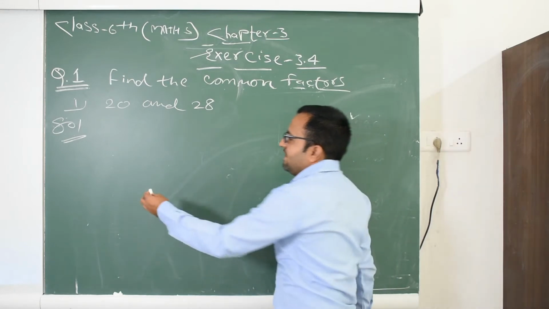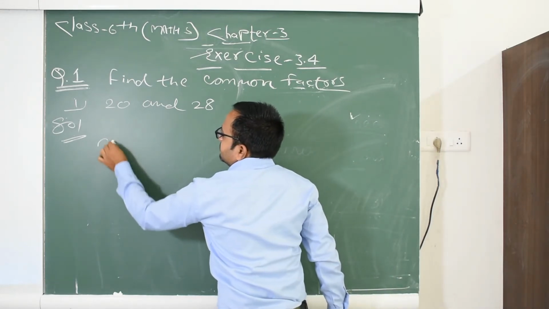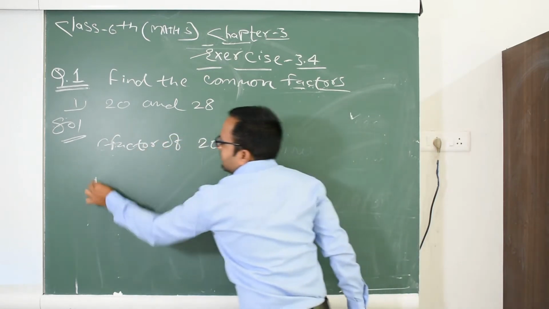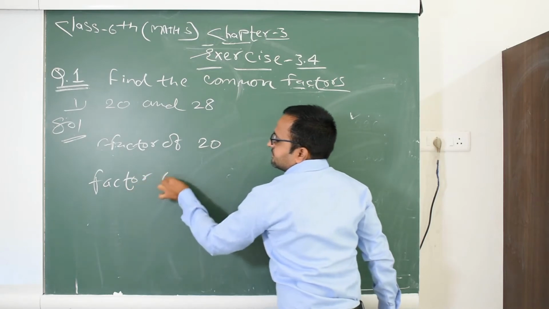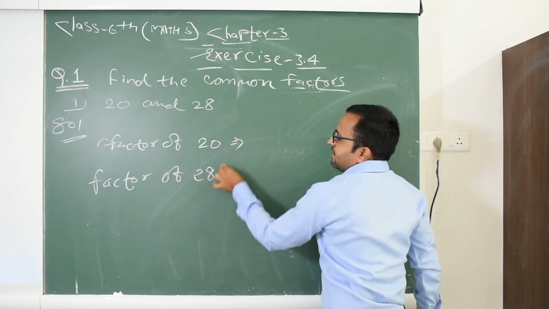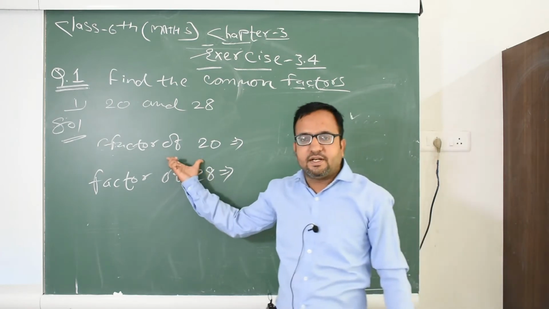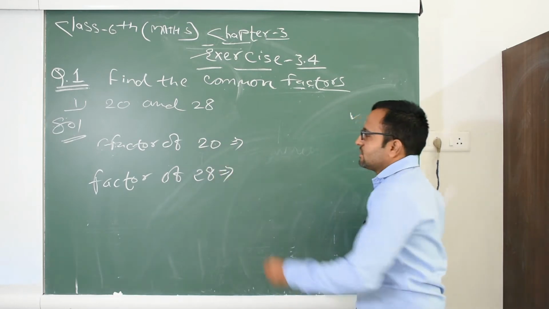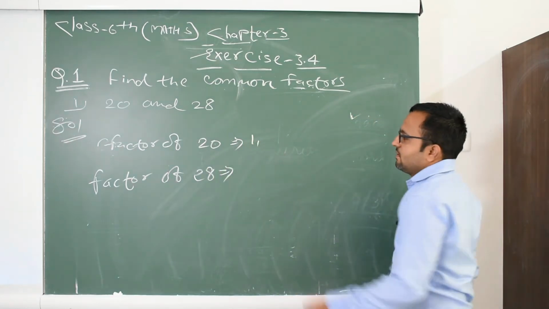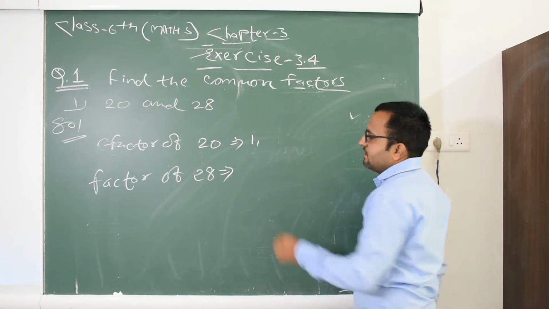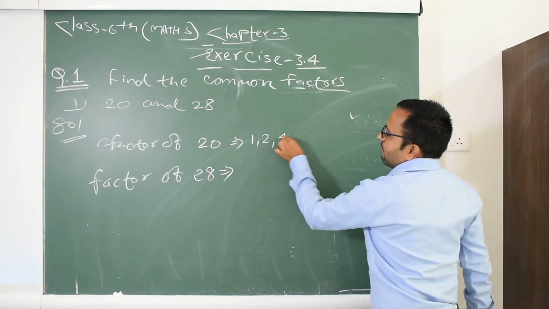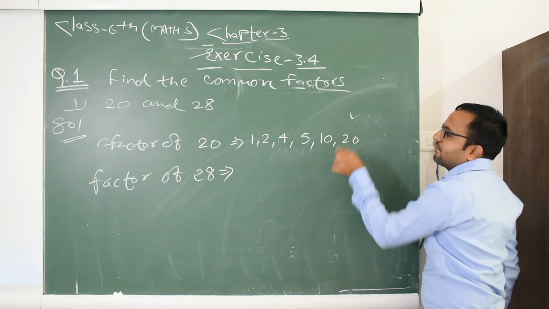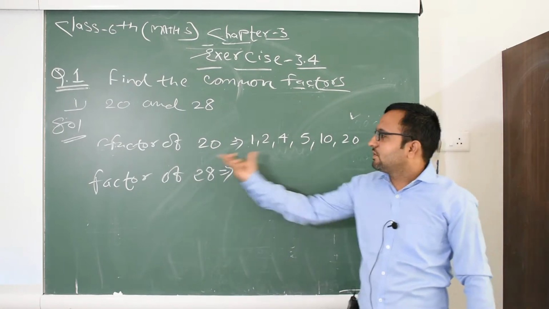Now first we find the factors of 20 and the factors of 28 separately. So what are the factors of 20? First, 1 is a factor of any number. Now 2, 4, 5, now 10 and 20. These are the factors of 20.